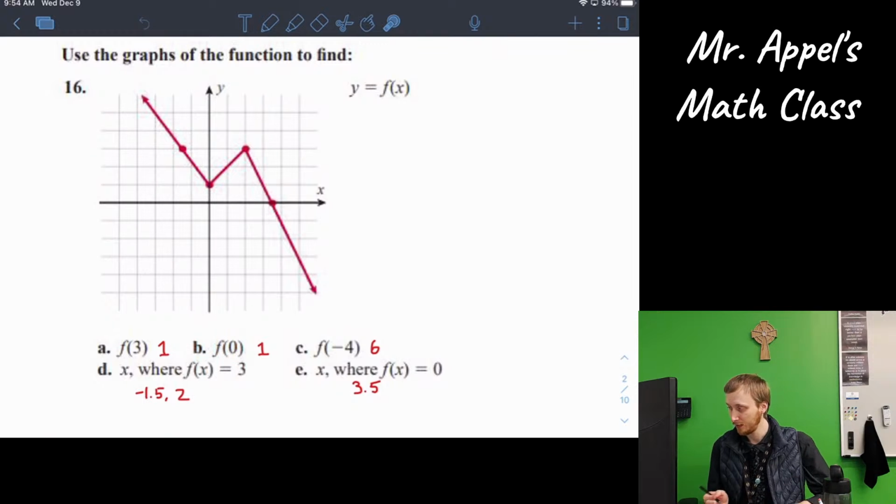F of 0. Function of 0. So start at x equals 0, go up to the function. What value of y does it hit? That's 1 again. F of -4. So back to 1, 2, 3, -4. Up to the function, and it's just cut off. They went to arrow just before they nicked it, but it looks like it's about to intersect right there, which would be 1, 2, 3, 4, 5, 6. So the value is 6. Right? That's all that is.